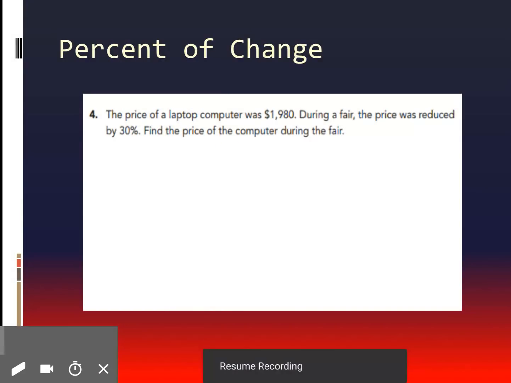Okay, number 4, we have a percent of change problem that talks about a price reduction. So the price is going down instead of being marked up. So when you get to the final step, you're not going to add here. You're actually going to subtract. We can go over it together.